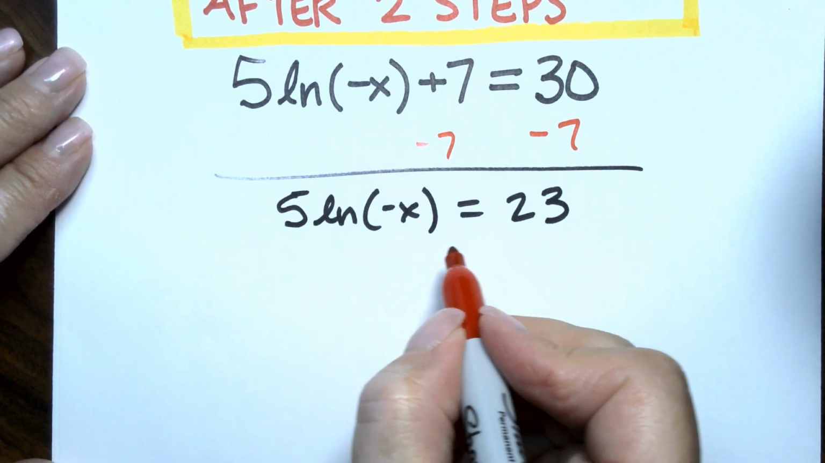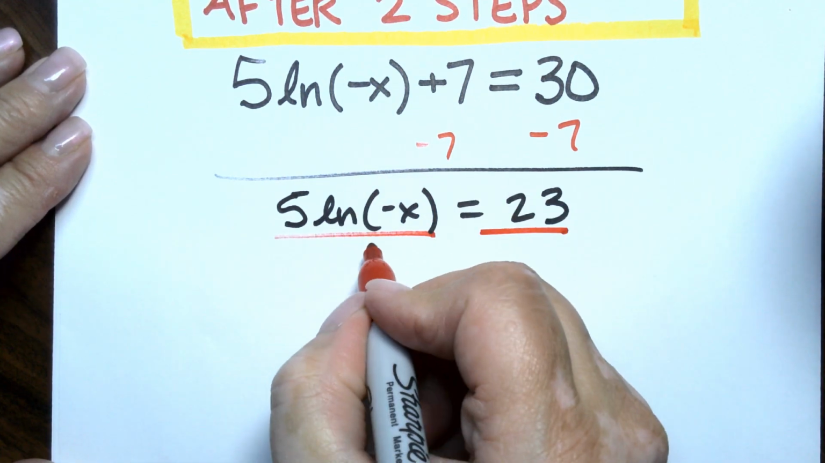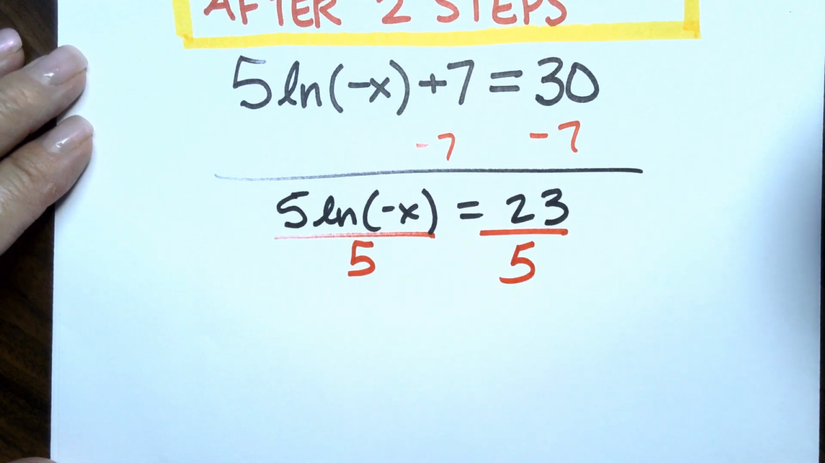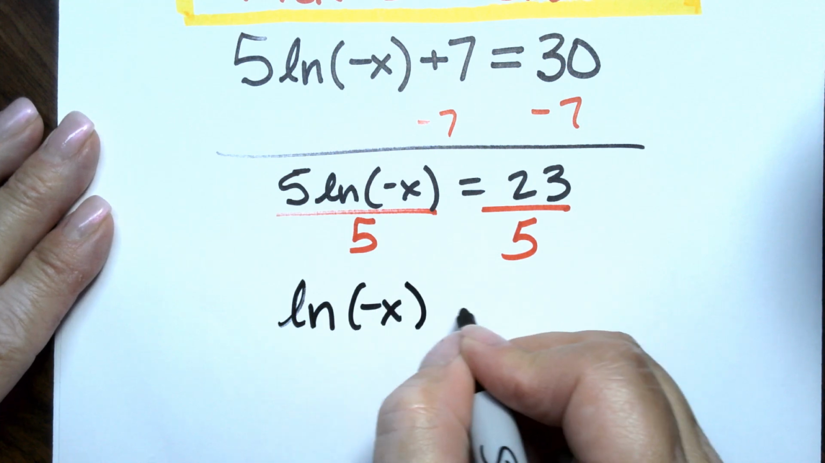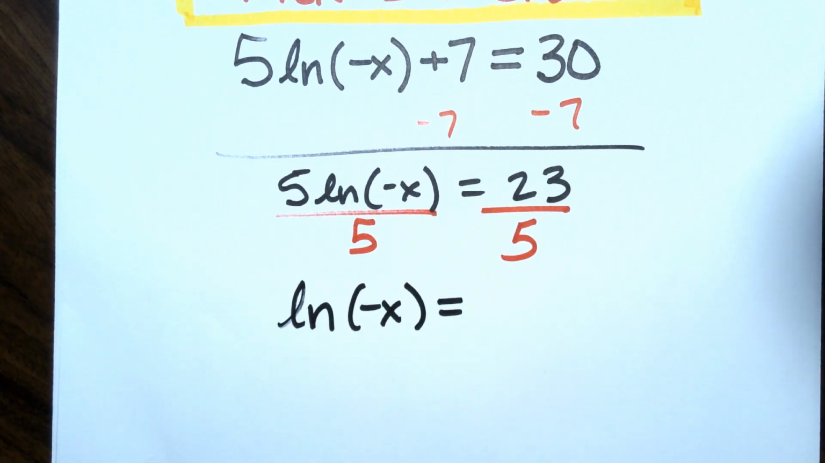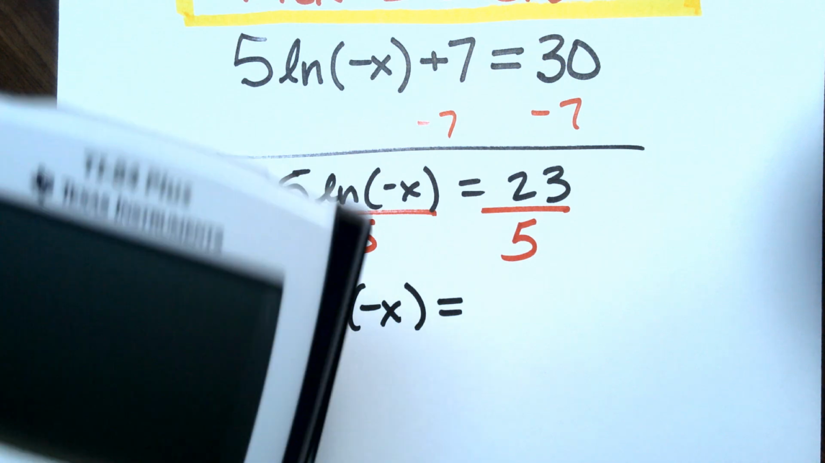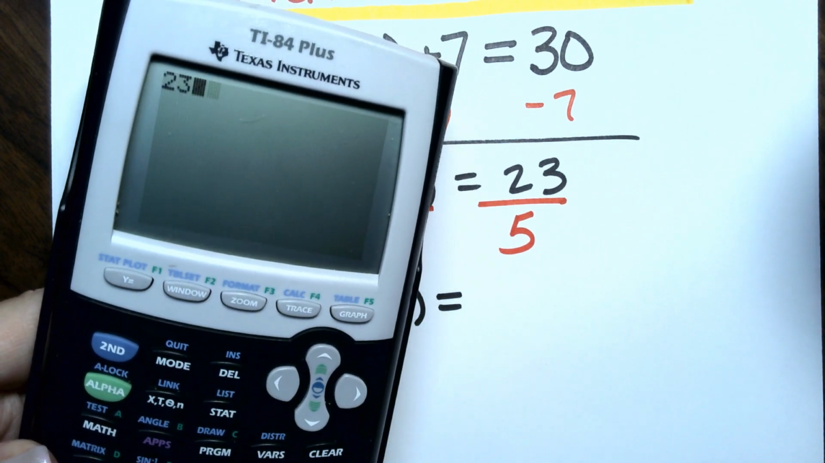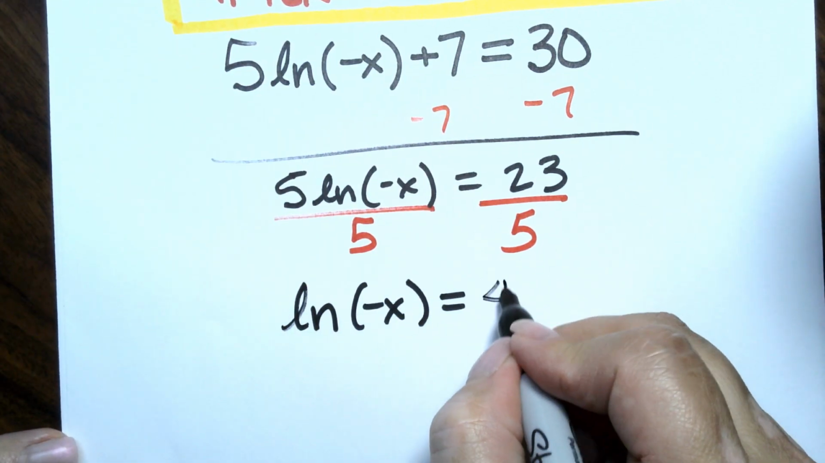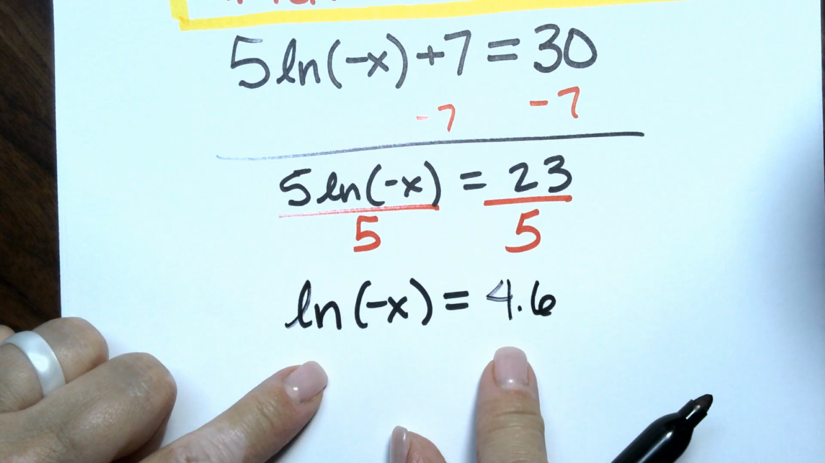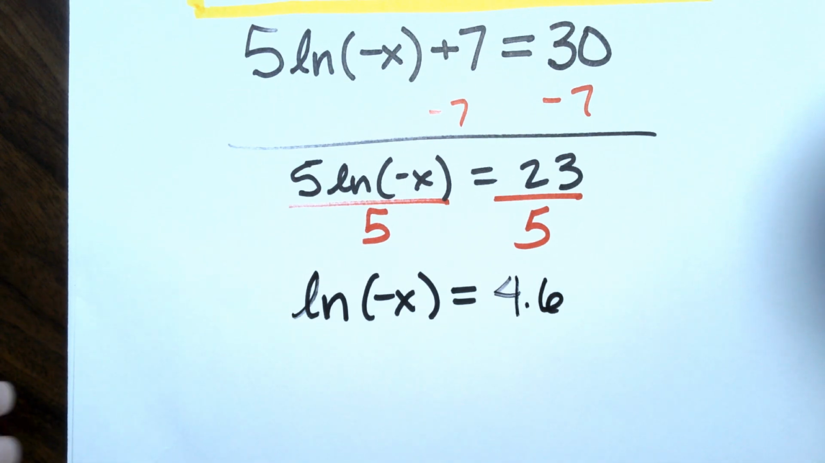And then divide both sides by 5. And we're going to get the natural log of negative x equals 23 divided by 5, which is 4.6. And this is as far as people get. And then they're not sure what to do because this negative x in here starts getting a little confusing. I'll explain that at the end why it's okay, because right now it looks illegal.